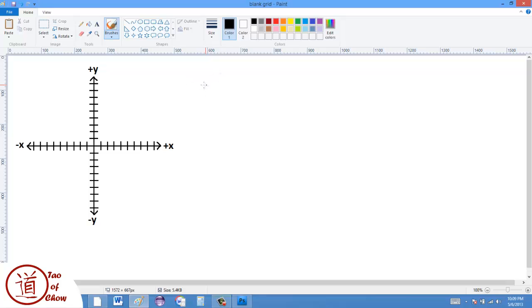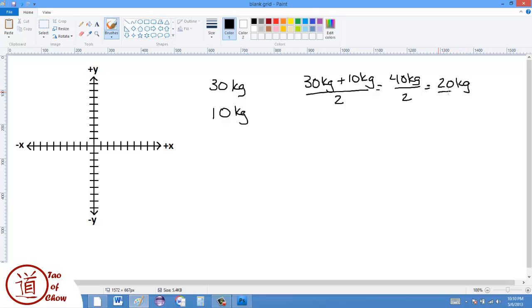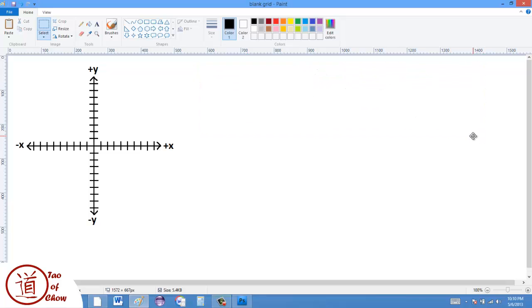Okay, now the first thing to consider is that there's something you can do with averages that will help us find this. Let's say someone bought something weighing 30 kilograms, and then someone else later bought something weighing 10 kilograms. If you found the average weight, or in this case mass, you would get 30 kilograms plus 10 kilograms, divided by 2, which is 40 kilograms divided by 2, which is 20 kilograms. What you should notice is that this 20 kilograms average is directly in between these two values. So that's actually what the average is: it's finding the point in between two values. And we're going to use that to help us here.